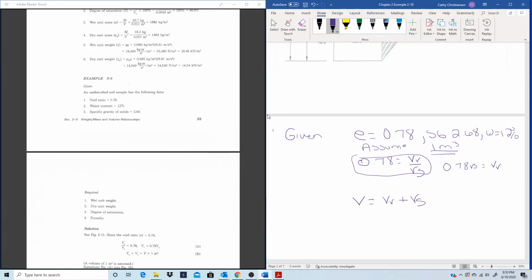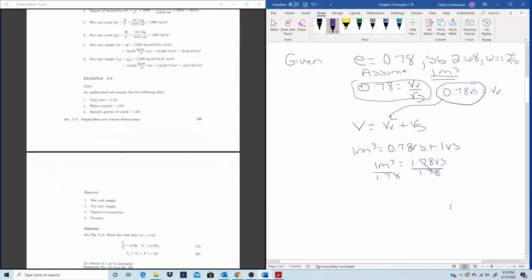Okay, so now if we're assuming 1 meter cubed, and now I'm going to plug this right there. So originally we're taking two equations and two unknowns, and we are solving for one and then back substituting. So I'm going to say 1 meter cubed equals 0.78 VS plus 1 VS. So now if I solve, it's 1 meter cubed equals 1.78 VS. I'm going to divide both sides by 1.78, and I'll be left with my VS.